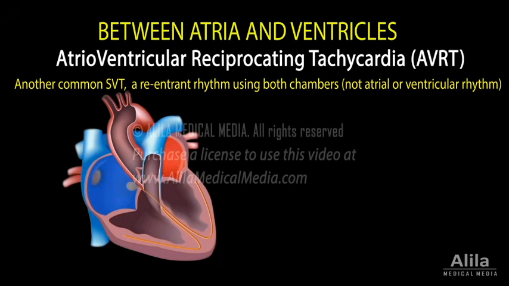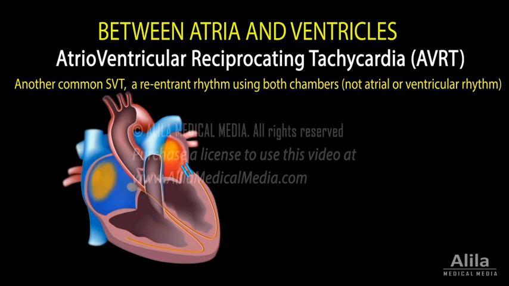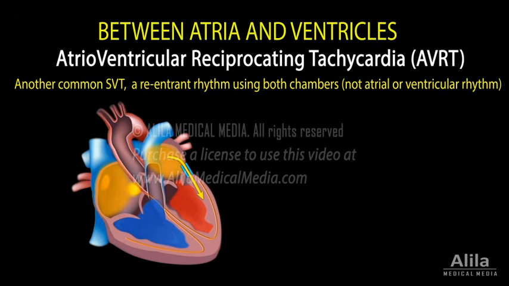In atrioventricular reciprocating tachycardia, AVRT, there is an additional accessory pathway between the atria and the ventricles, forming a shortcut that bypasses the AV node. This pathway allows part of the impulses to arrive at the ventricles sooner, causing a so-called pre-excitation.